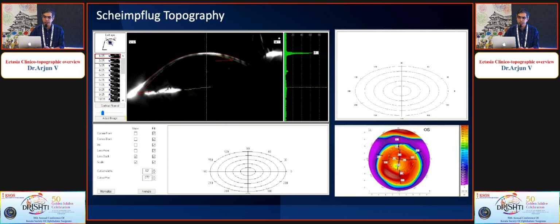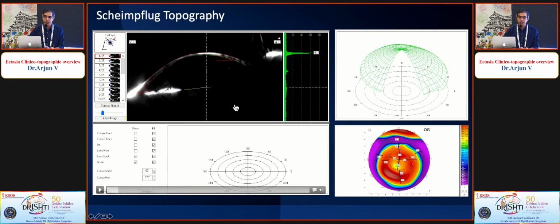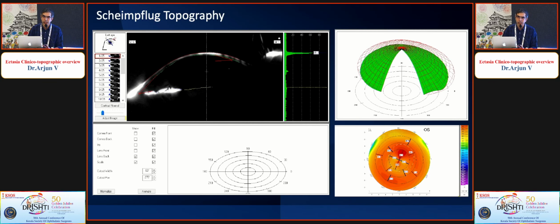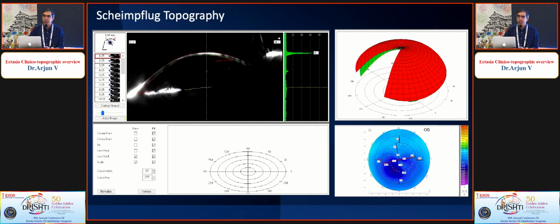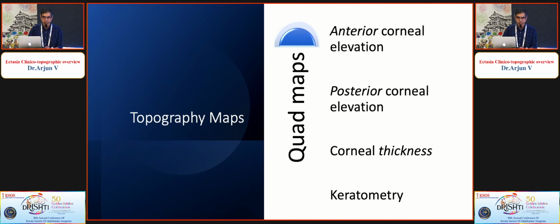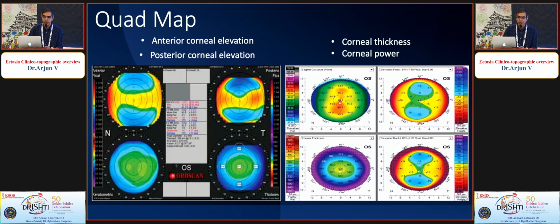The prototype device in this case is the Pentacam, which takes multiple images, and from these images it finds the shape of the cornea. In other words, here the elevation is determined first, then subsequently the power is calculated. In other devices, the power was calculated, and from the power they determined the shape. Any of the topographic maps will have the four-chart maps, which include the anterior elevation, posterior elevation, the corneal thickness, and the keratometric or power maps.